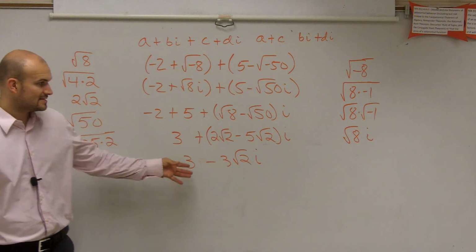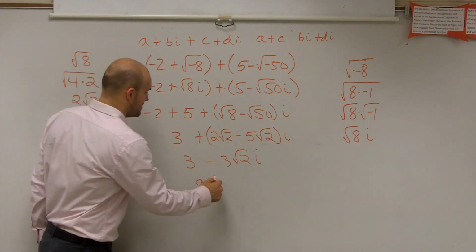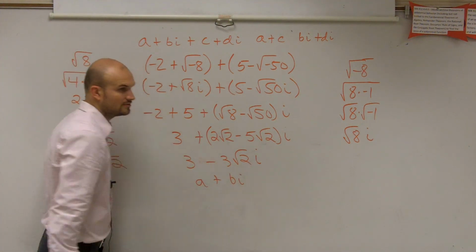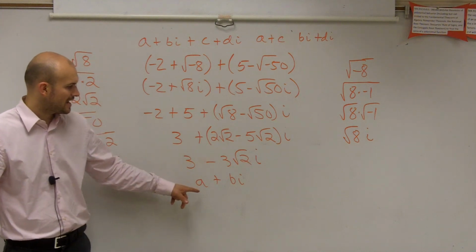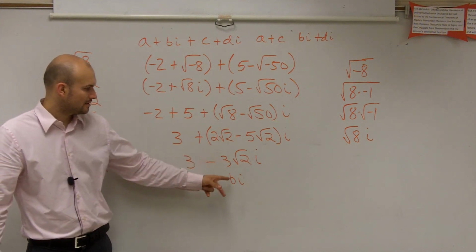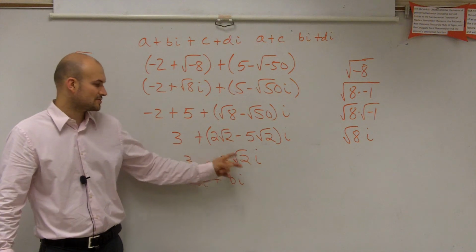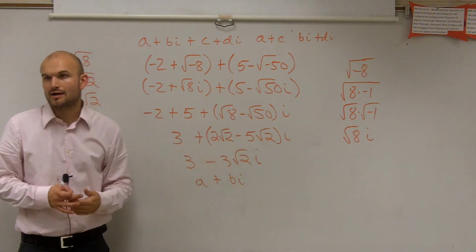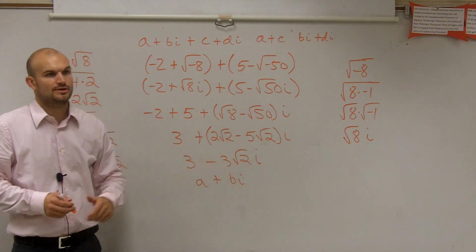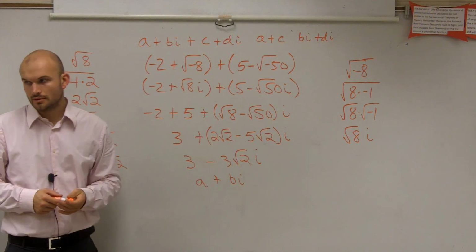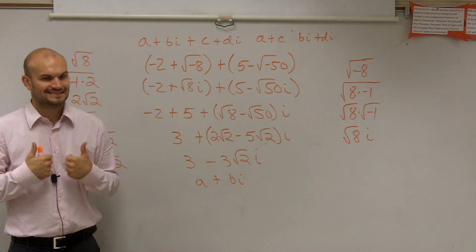Now we look at this. Is this in standard form? Is this in a plus bi form? And you can say yes. 3 is your a. Negative 3 times square root of 2 is your b, and i is your i. Where that's your real part, and that's your imaginary part. OK? Cool? Awesome.